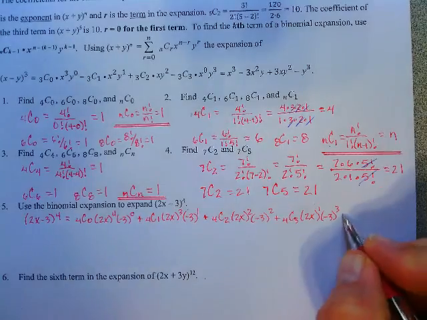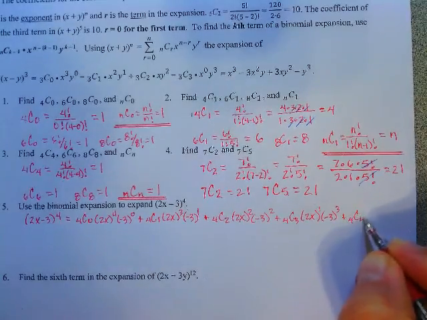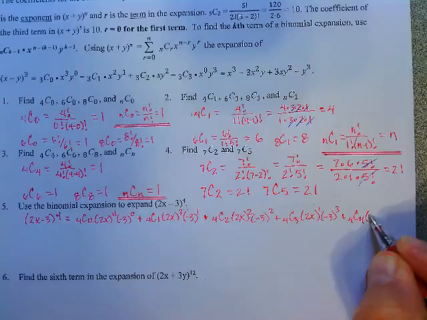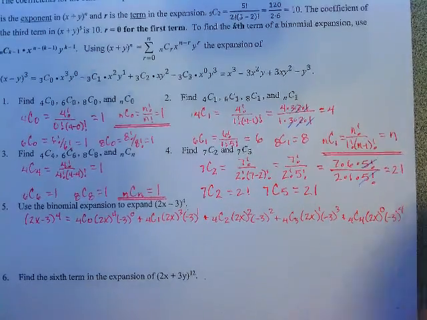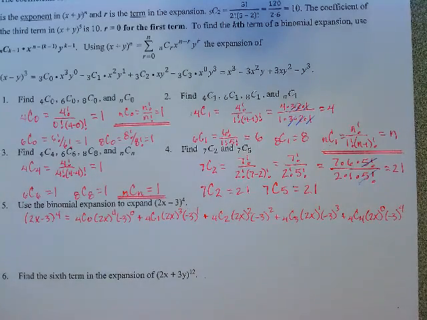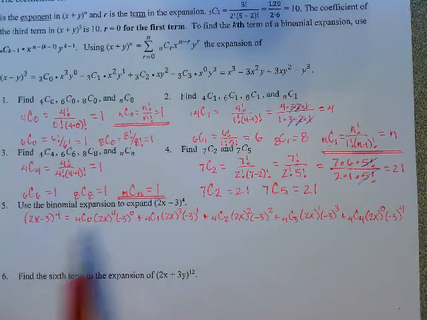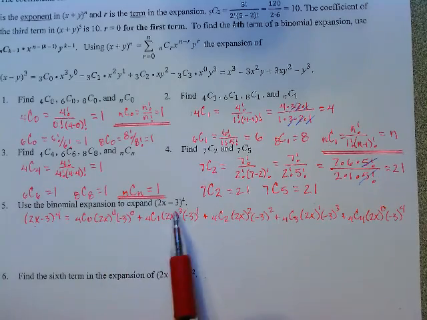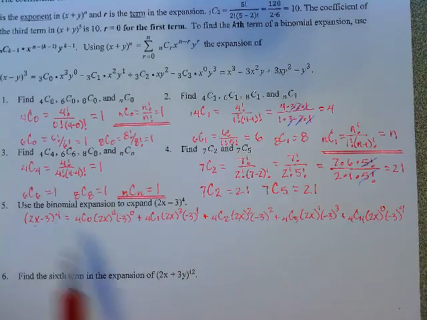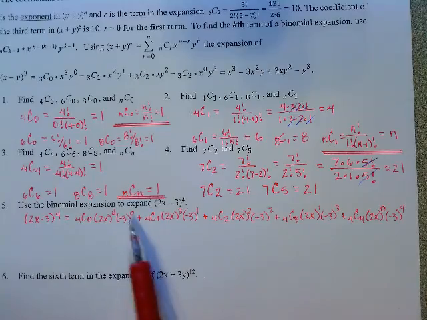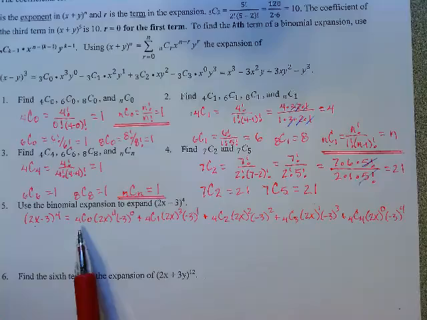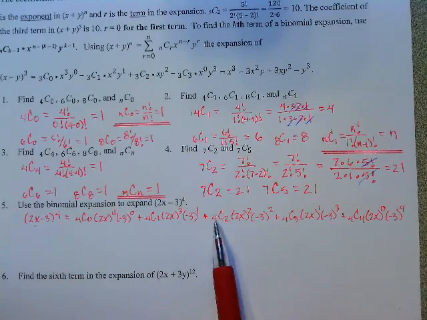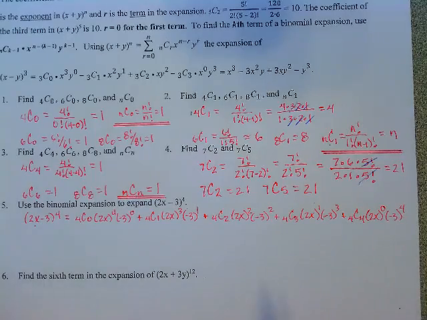And then our last term, 4c4, 2x to the 0, and our negative 3 is now to the 4th power. And so there are the 5 terms. Again, the first part, the 2x, went from 4, 3, 2, 1, 0. The second one, the negative 3, went from 0, 1, 2, 3, 4. And then our coefficient out in front, 4c0, 4c1, 4c2, 4c3, and 4c4.